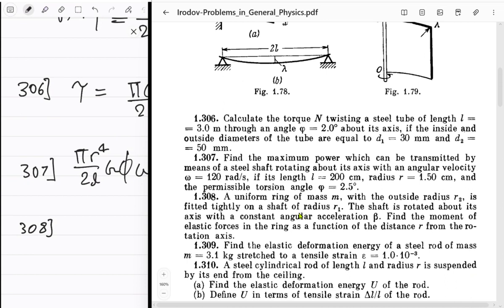Oh, why is this a ring in that case? You say it's a ring, but then it has inner and outer radius. If it's a ring, it's not supposed to have two radii. Okay, whatever. The shaft is rotated about its axis with the constant angular acceleration beta. Find the moment of elastic forces in the ring as a function of distance r from the rotation axis.